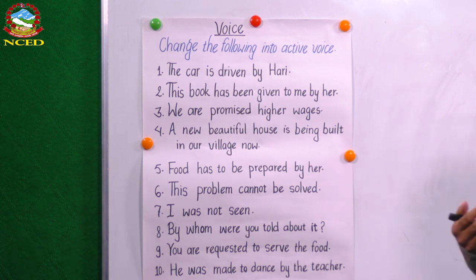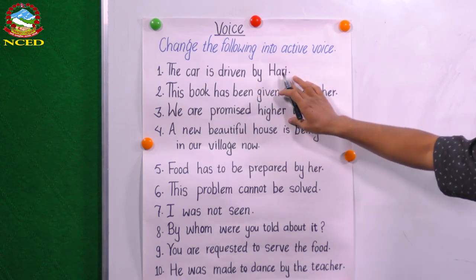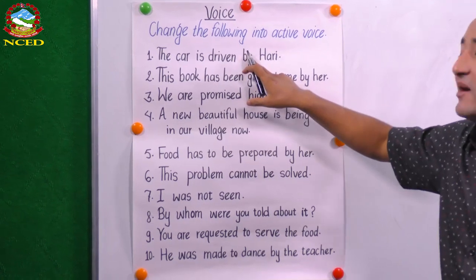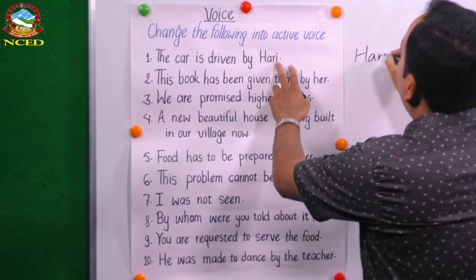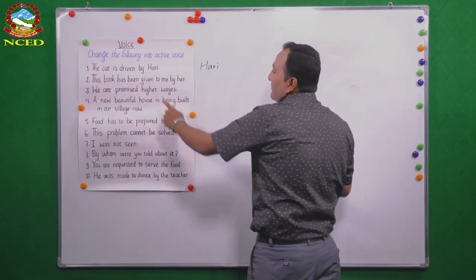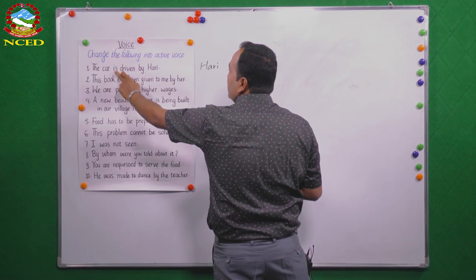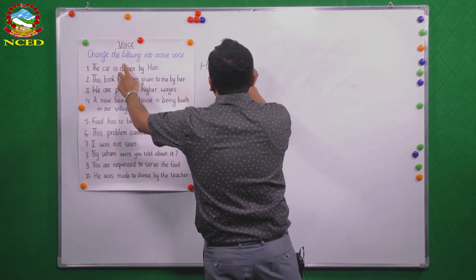ठ्याक्कै उल्टाइदिने. अघि नै पहिला पढेको रुललाई. By Hari, subject, it can be made into subject. Remove or just omit by लाई हटाइदिने है. Hari. Make it subject, Hari. Then there is driven. Is refers to present tense. That's why drive is changed into drives.